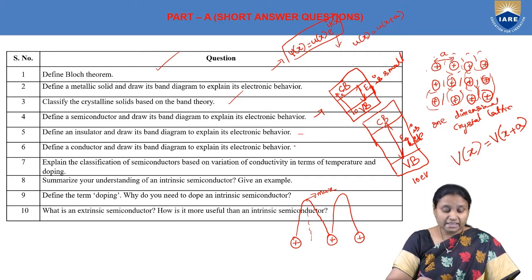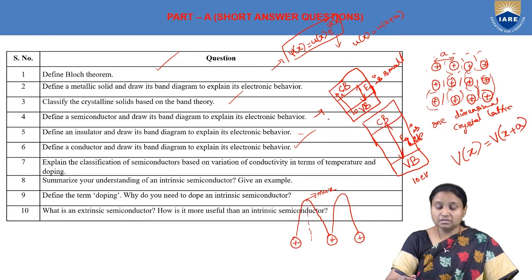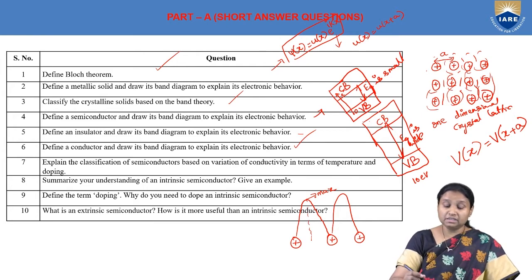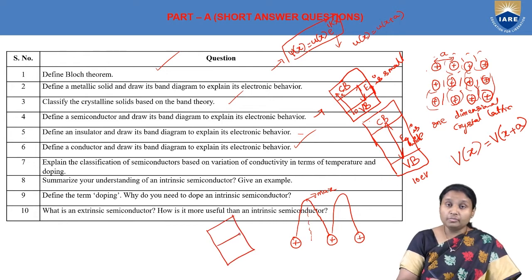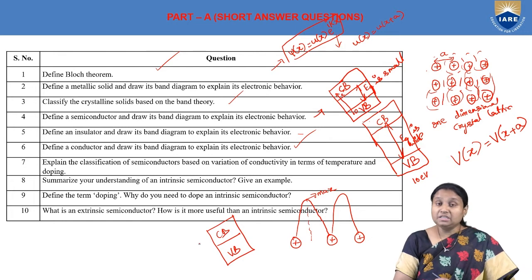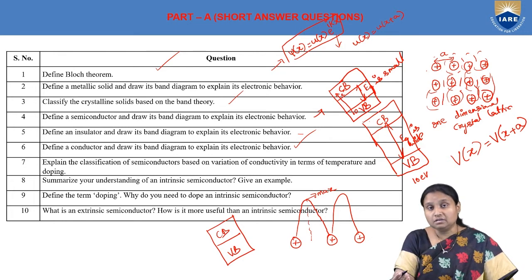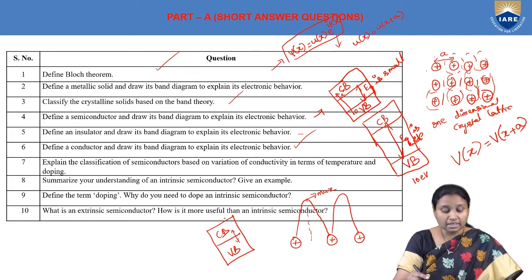Then of course, define a conductor. Metals are good conductors, and we already defined the energy band diagram of a metal. As I said, there is no forbidden energy gap, so the valence band and conduction band overlap. It means that we don't have to supply energy to make a valence electron take part in conduction. Simply we'll have flow of electrons from the valence band to the conduction band.